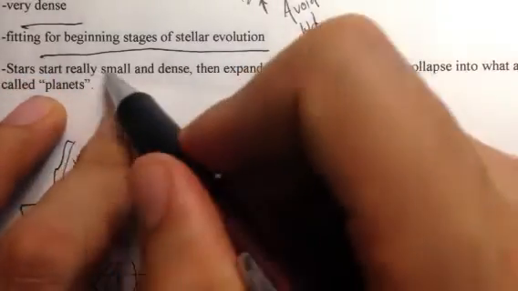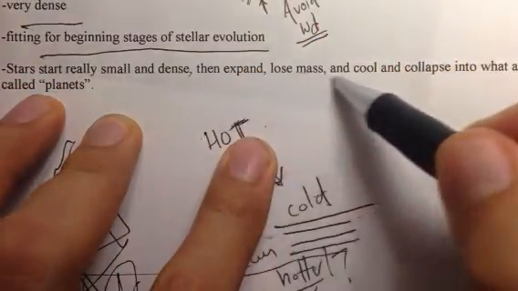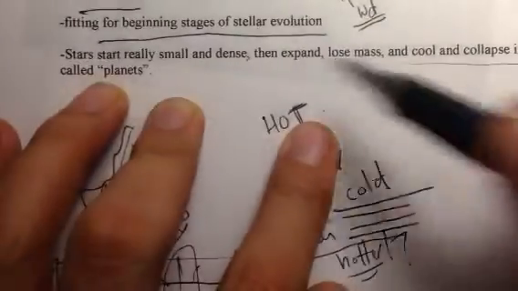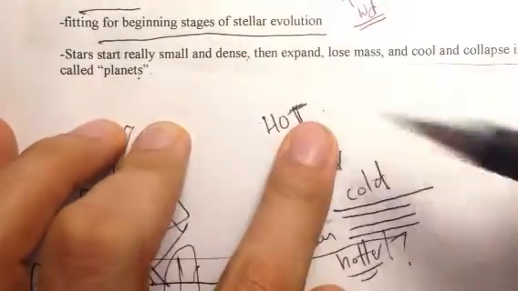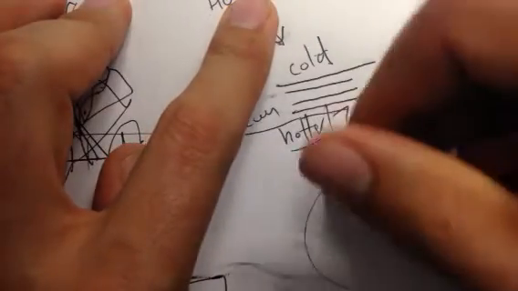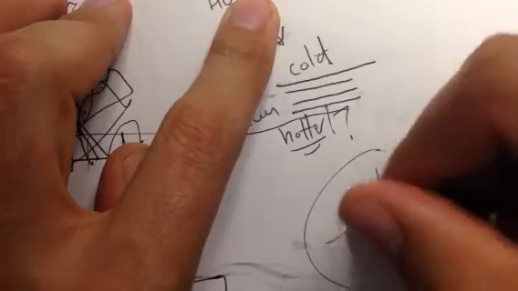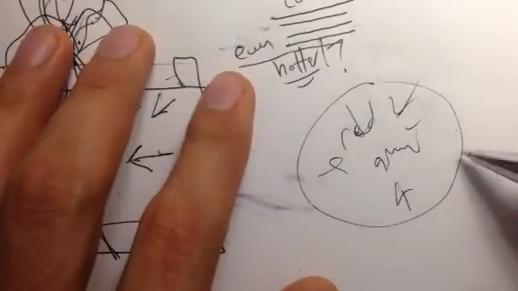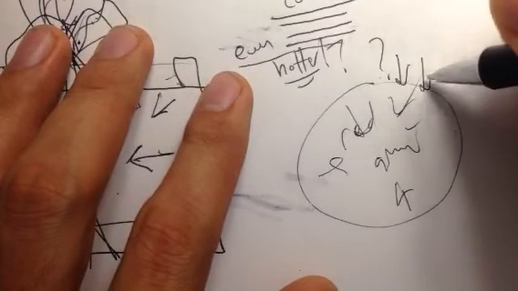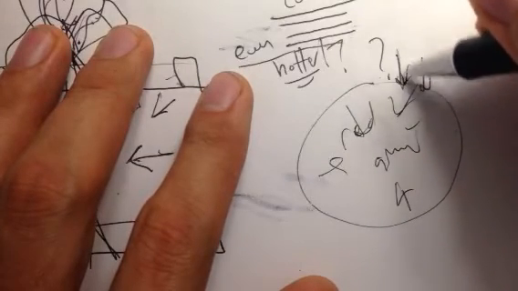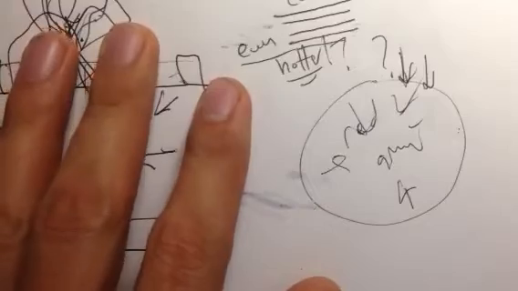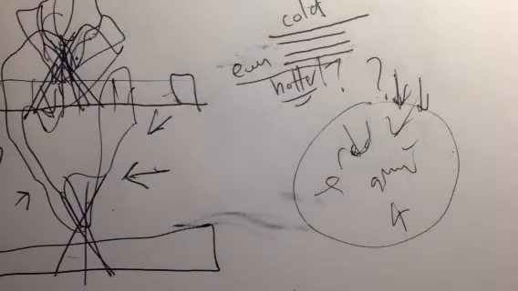And I have here, stars start really small and dense and expand, lose mass and cool and collapse into what are called planets. I just wanted to make sure I give people another option. Maybe they start out really big, like a red giant, and then they cool and collapse and lose heat and radiation to interstellar space. But this is much more theoretical than I like, because I think there's something about red giants that still is very confusing to me.